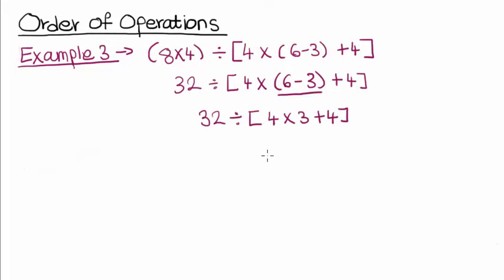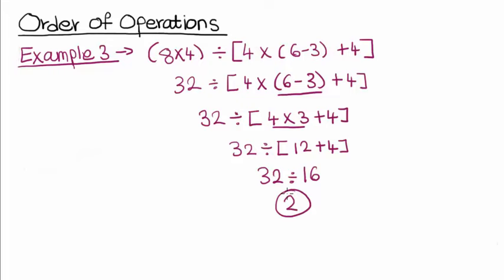Now again, we evaluate the inside of the parentheses, but in this case, we do the multiplication part before the addition part. So 4 times 3 will give me a 12. Now, I perform the addition operation inside the parentheses to give me a 16. Finally, I perform the last operation of 32 divided by 16 to give me a final answer of 2.